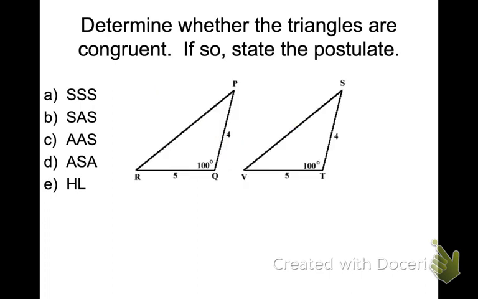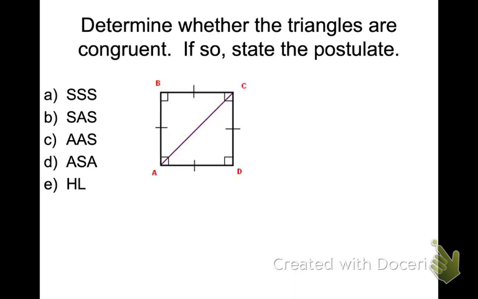All right, let's look at another one. What do we think this one's going to be? It doesn't have tick marks, so it's a little bit trickier. Is it side, side, side? Nope, because I'm missing a third side. I don't know anything about that. What do I have? I've got a side congruent to a side. Here I've got another side congruent to a side. And what else do I have? I have an angle congruent to an angle. So which theorem is it? Side, angle, side. Perfect.